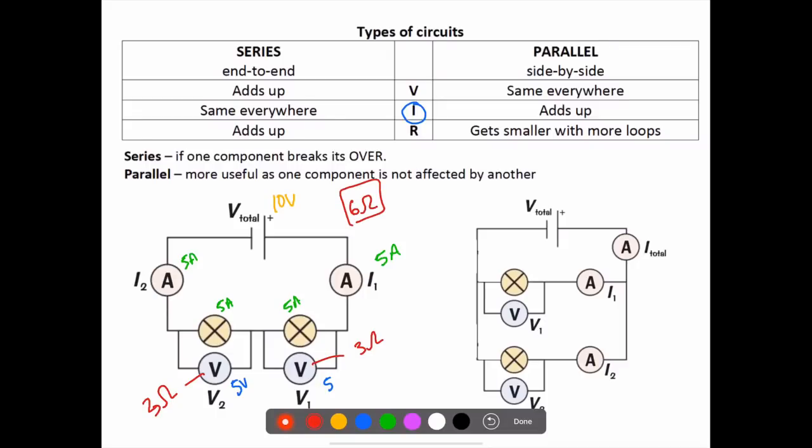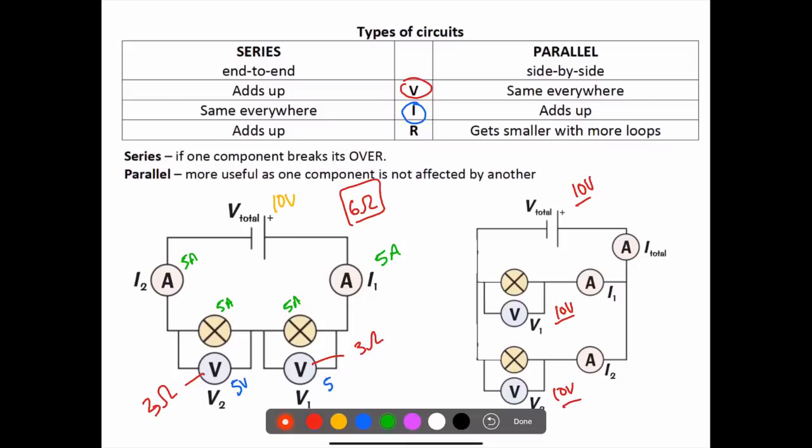Now, in a parallel circuit, the voltage is the same everywhere. So, for example, if that is 10 volts, this will say 10 volts, and this will say 10 volts as well. So you can see that the voltage does not get shared. It's the same in every component. However, the difference is that the current does get shared.